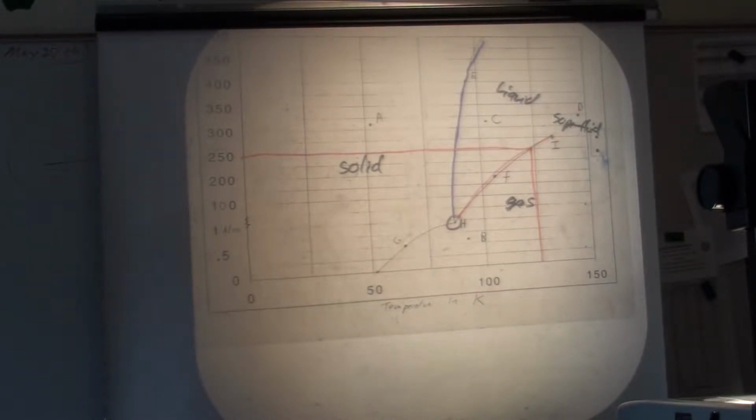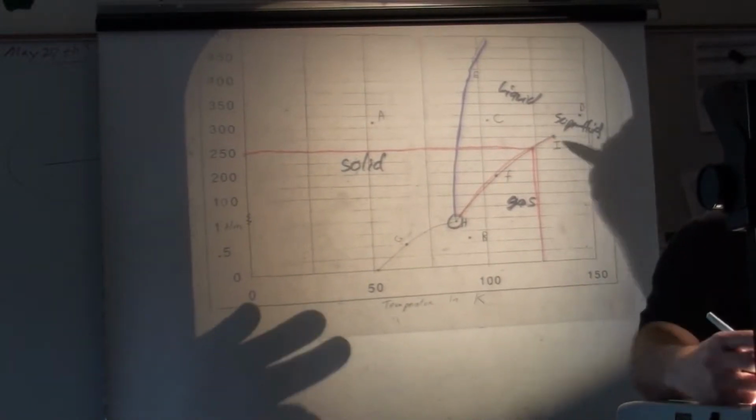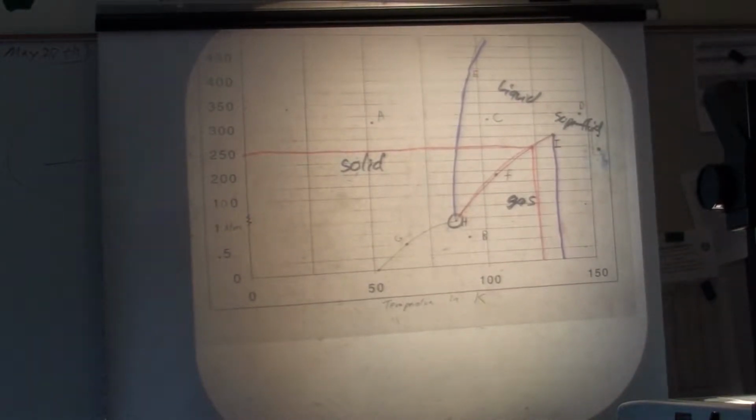Where is the critical temperature? This is the critical point. The critical temperature will be somewhere again around 130 Kelvin. Or you might have put point I. So either one, point I or 130 Kelvin.